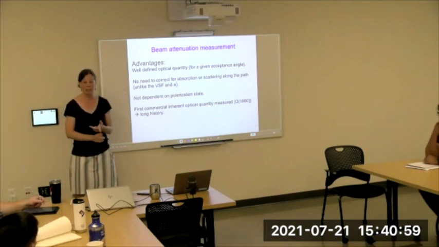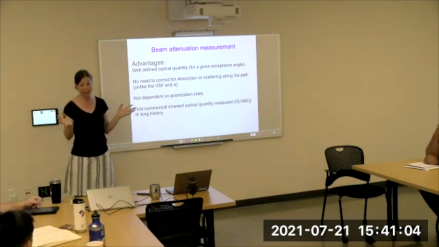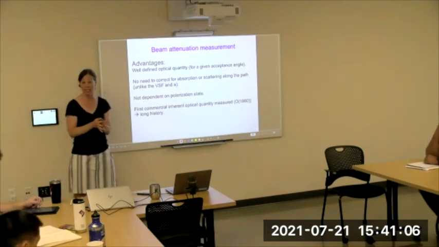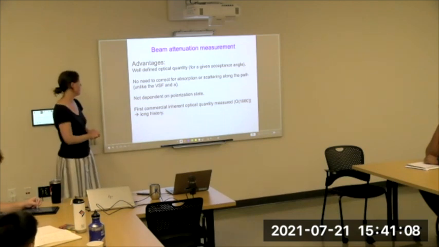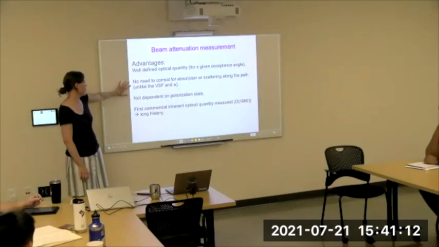The acceptance angle matters and needs to be reported. You can't correct for that. If you're collecting your forward scattered light, you've collected it. It's not dependent on polarization state or absorption or scattering along the path, like I said.